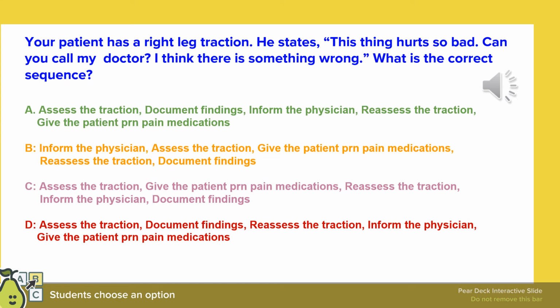The answer is C. We assess the traction, make sure that there is no foreign object on the traction, that the pin sites are clean. You don't see any redness or purulent drainage that would indicate infection. Give the patient pain medication to address their need. Reassess the traction, and then we call and inform the physician of our activities, what the patient reported, what we see, and what we've done, that we gave the patient pain medication. Then we get the orders from the physician and we carry out those orders. Then we document our findings.